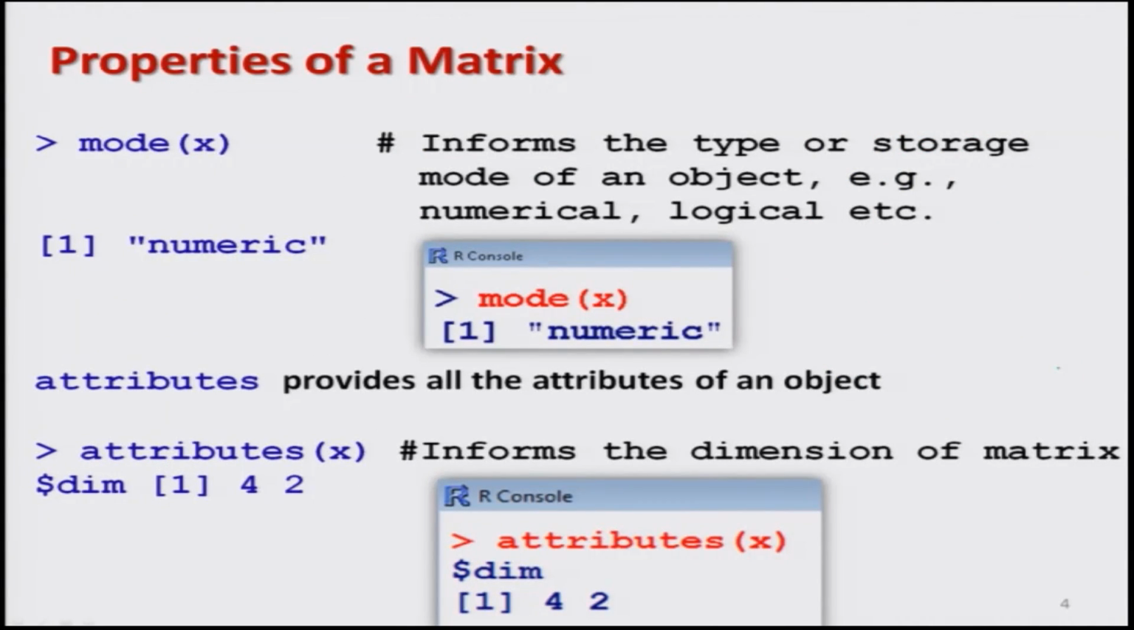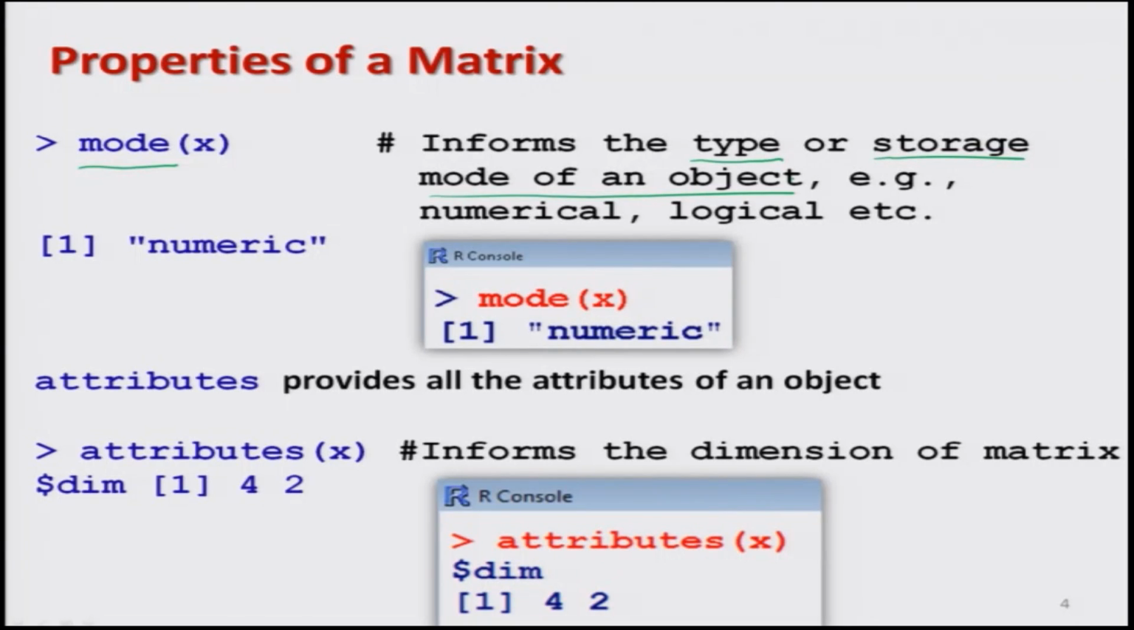Similarly, there is another command that we had discussed earlier also, but just for the sake of quick revision, I will show you here. This is mode of x. Mode of x provides us the information about what type of variable it is and what type of storage mode of an object is contained in that variable name. For example, this can be a numerical value, this can be a logical value and so on.